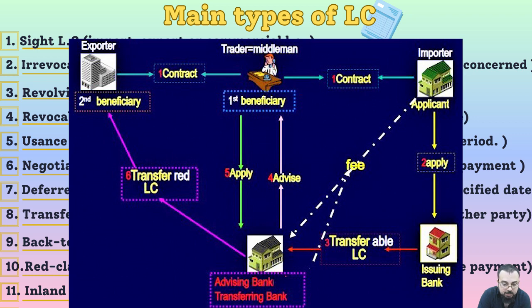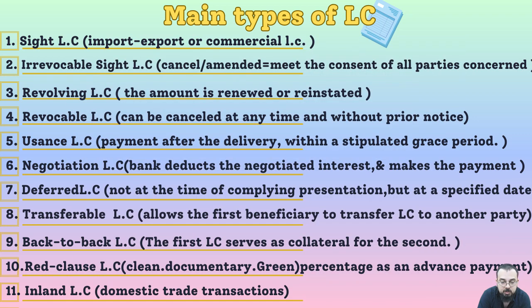Back-to-back LC. This type is like transferable LC, but what is different? The difference is that in back-to-back, the first LC serves as a collateral for the second. In fact, the back-to-back LC involves two letters of credit to secure financing for a single transaction.